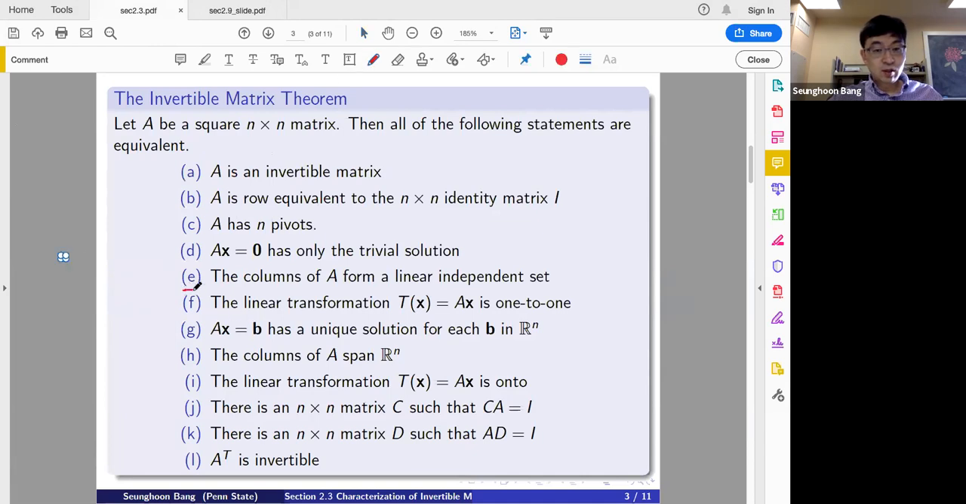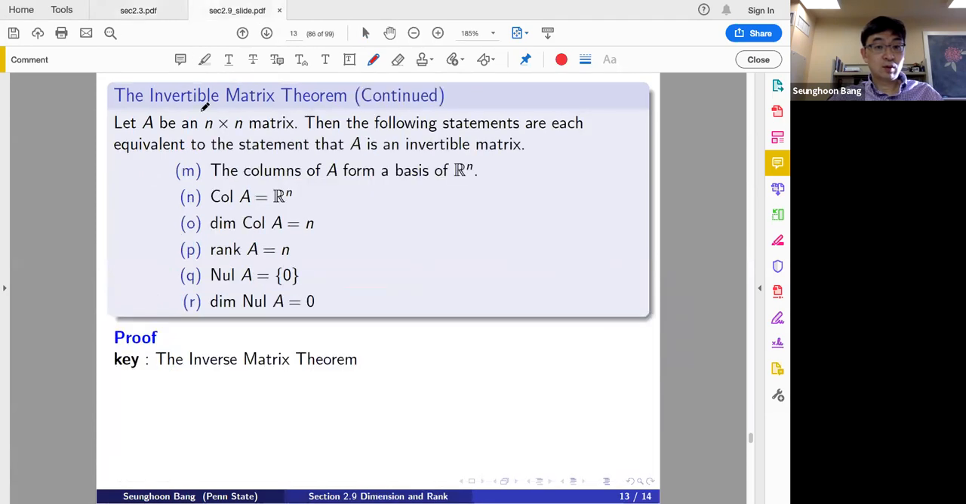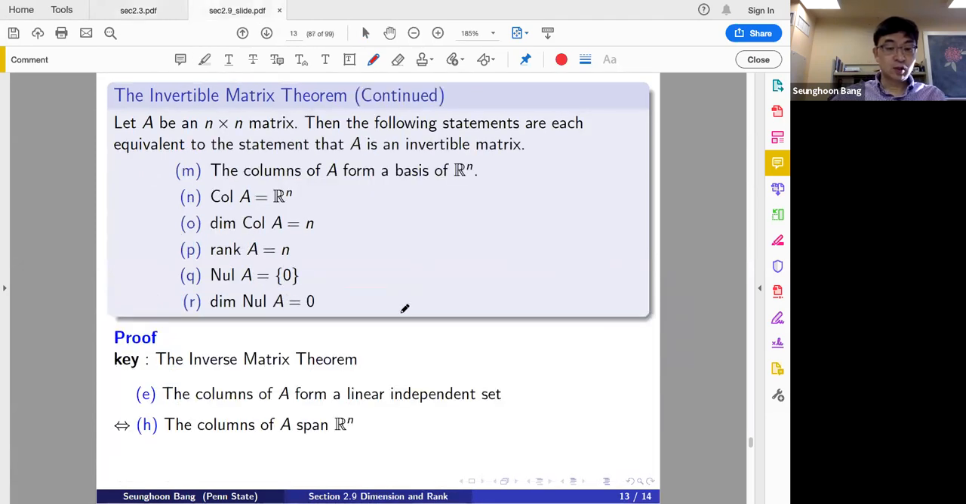E: the columns of A form a linearly independent set, which is equivalent to H: the columns of A span Rn. This is always equivalent, so this is also equivalent to A being an invertible matrix. You can use E and H first. So here, the columns of A form a linearly independent set, and the columns of A span Rn.